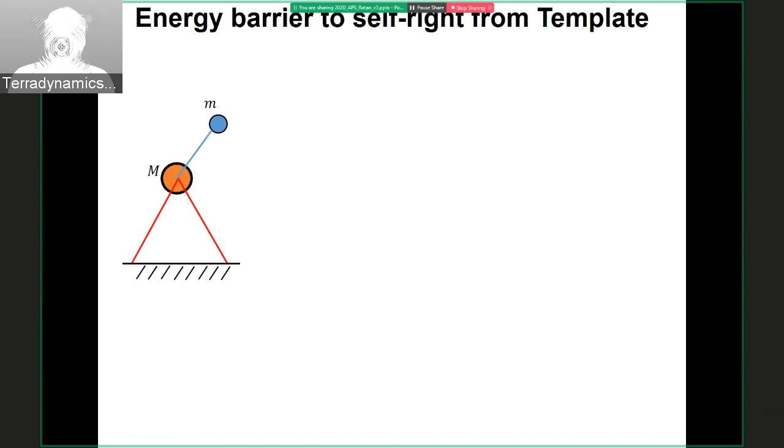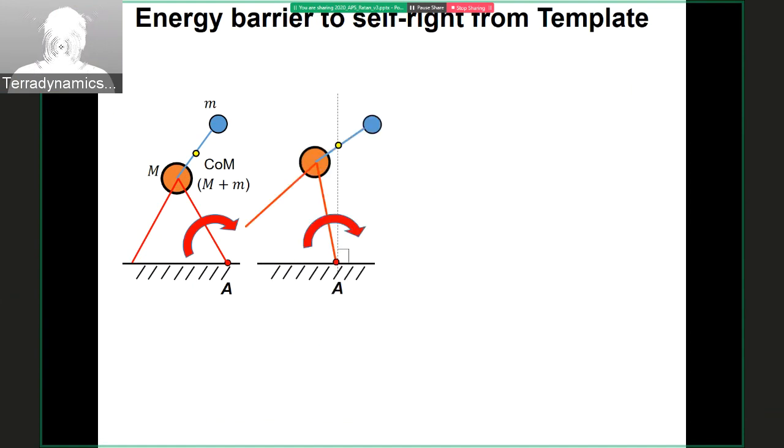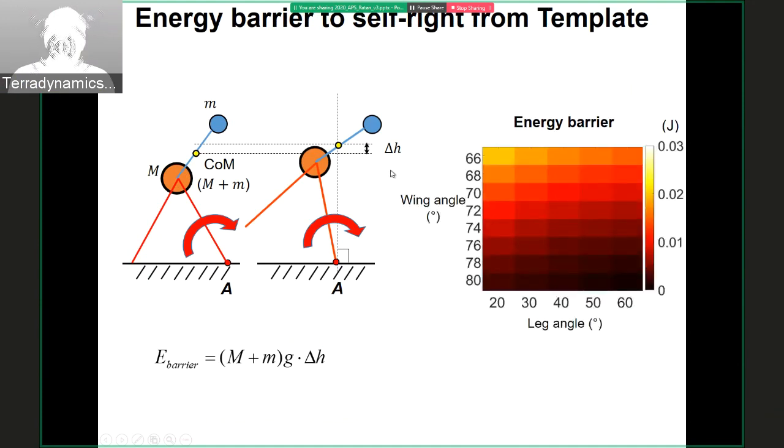Based on the template, we can first calculate the energy barrier from its geometry. The yellow dot is the center of mass during self-righting. It reaches the highest point during self-righting when it crosses the vertical line. The increased potential energy to reach there is the energy barrier. We can use the lifted height delta H to calculate it. From model calculation, we see for the robot with larger wing angle and larger leg angle, the energy barrier becomes smaller.